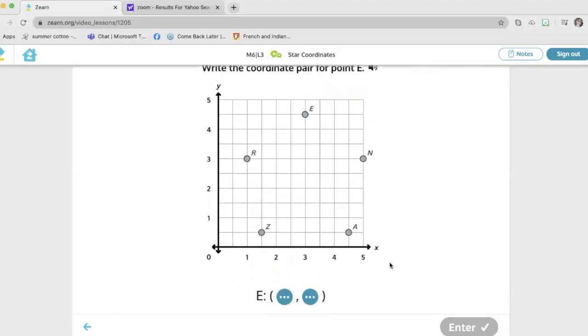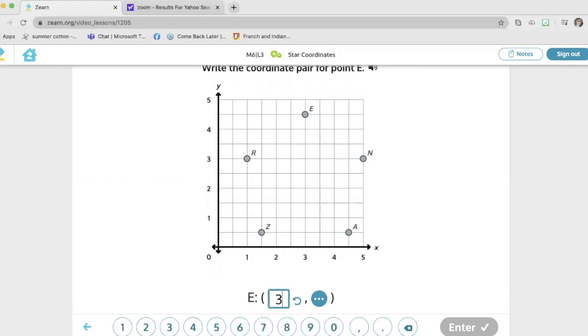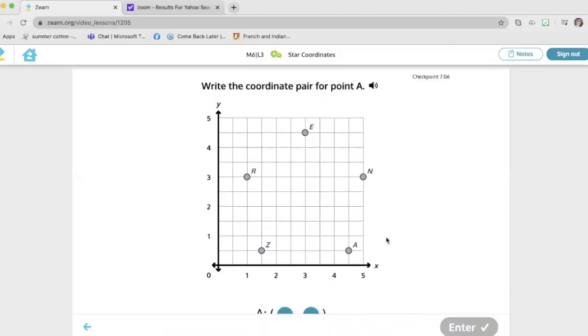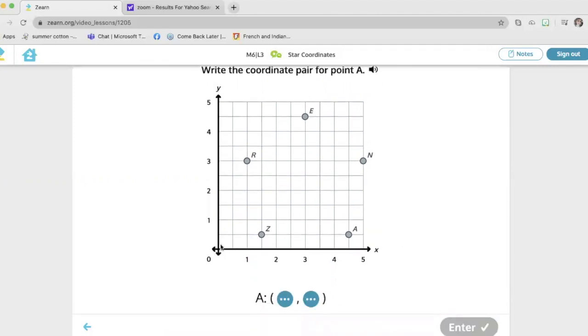Okay, looking at E, we're going to start at 0. And we're going to go across on our x-axis till we get to E. So 1, 2, 3. So I know it's at 3 on the x-axis. And then I'm going to go up to solve for y. And I can see that it's between 4 and 5. So that's going to be 4 and 1/2.